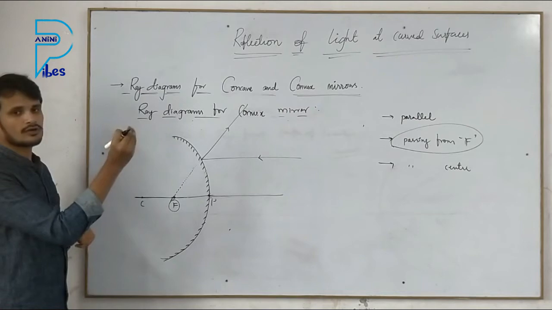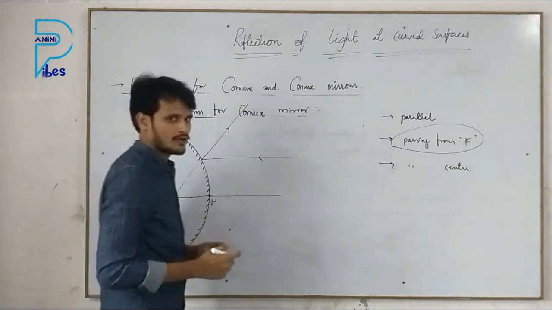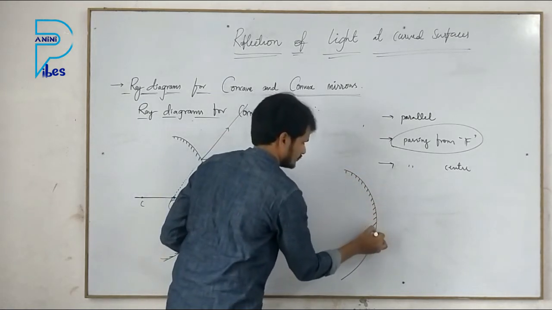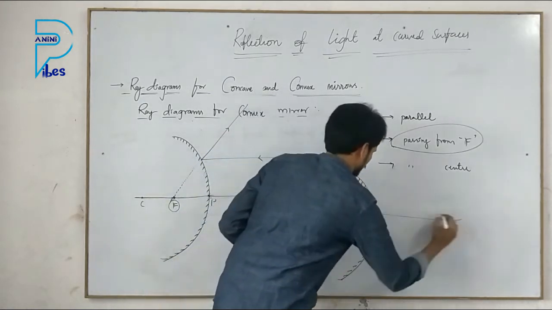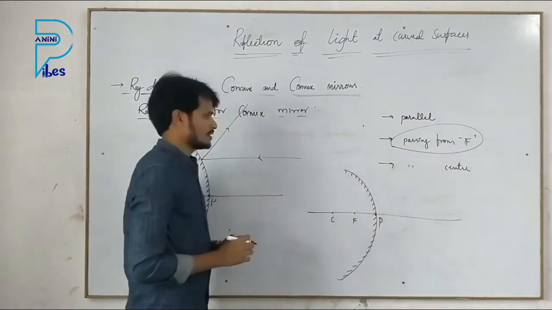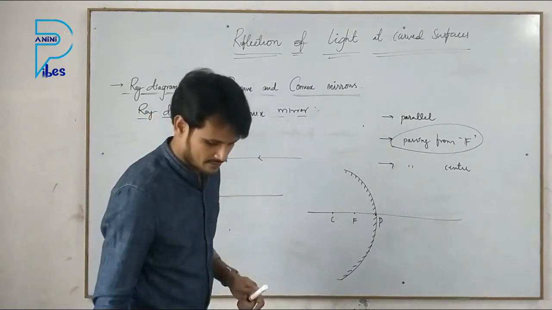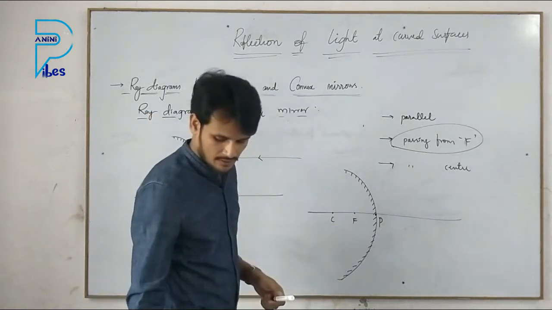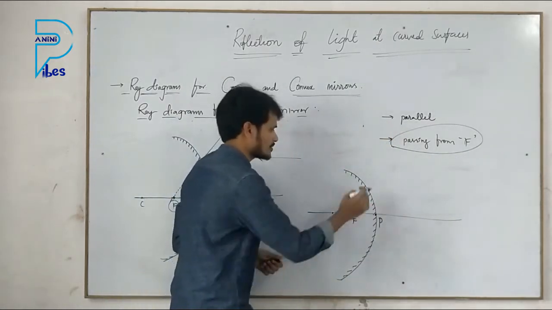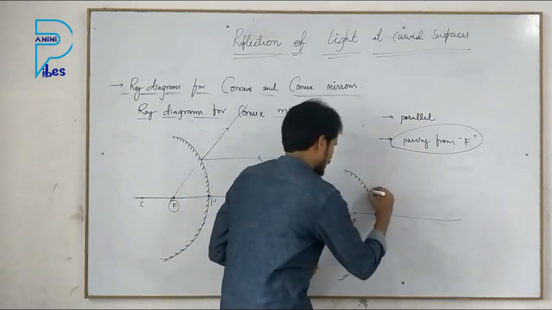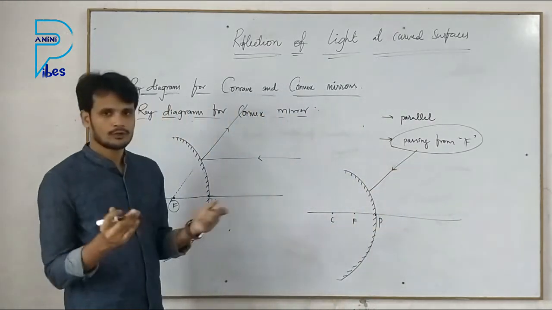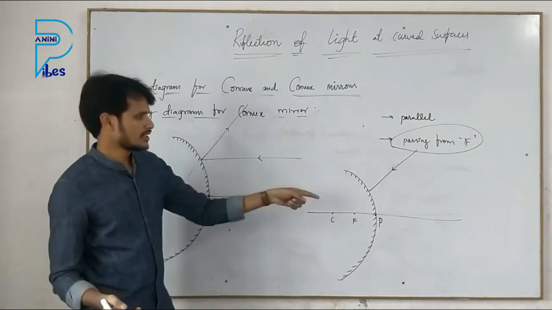So passing from the focus, how is it possible? Let's see how it is possible. Take a convex mirror with pole, focus and center. Just imagine reflection is possible at this side only. So maybe consider one ray is coming like this. We don't know actually where the ray is coming from, but the ray is coming like that.